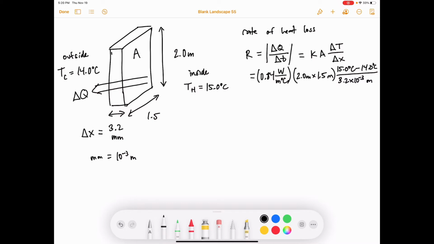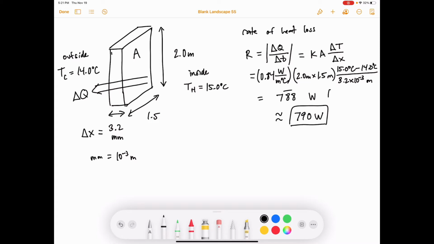Okay, so we'll crunch these numbers, and we'll notice that the unit we're left with is watts. And this comes out to about 788 watts, but we're going to keep 2 sig figs on that and round it to about 790 watts.